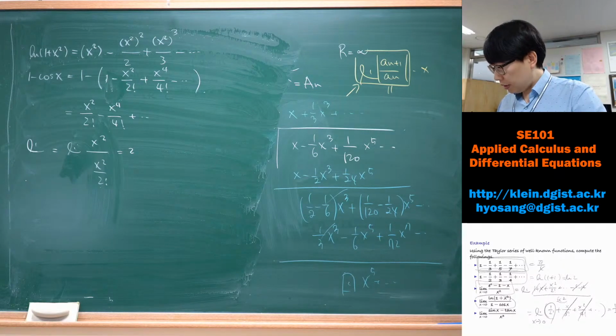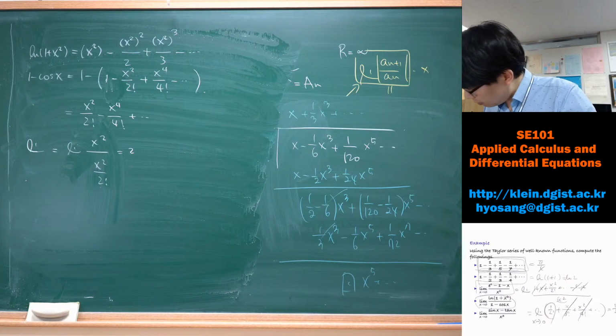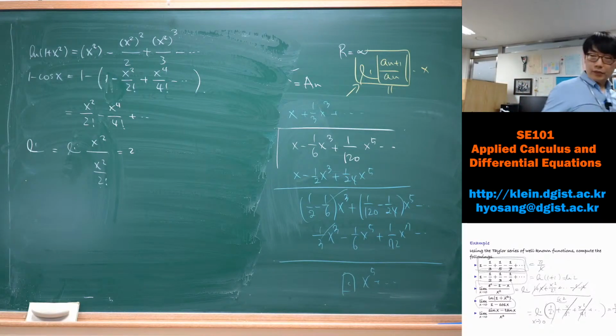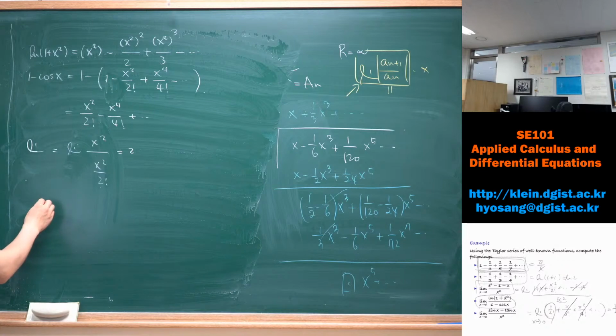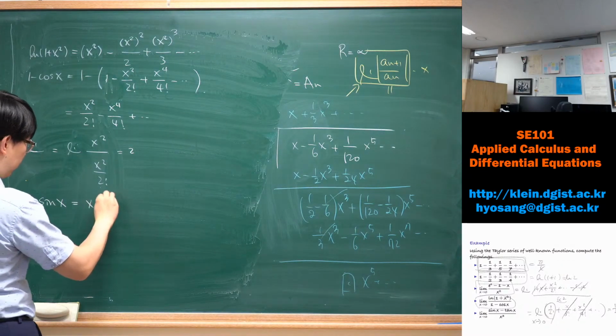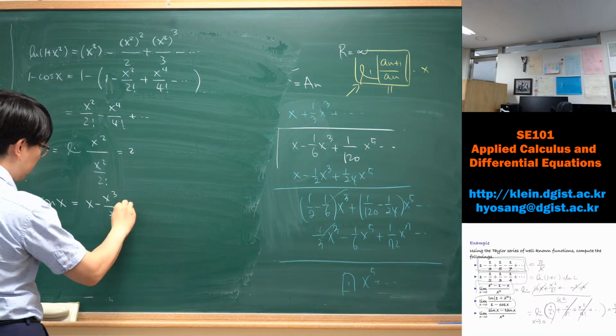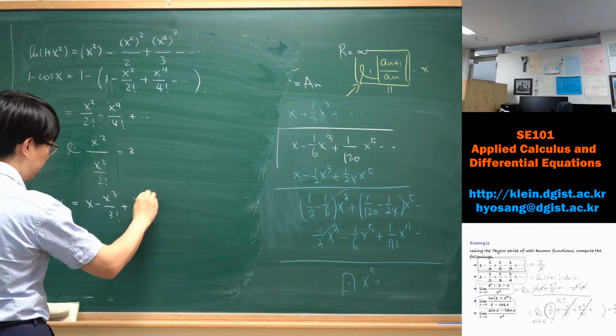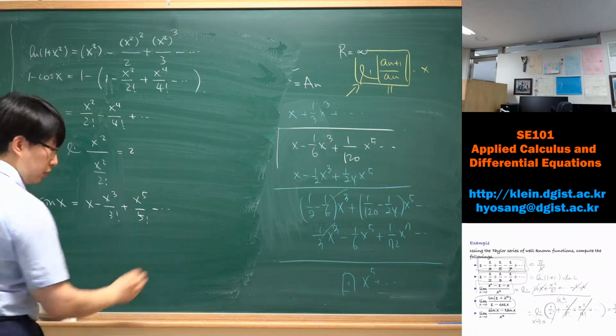Same thing for the sine x minus tangent x. Oh, did I mention the tangent x? Okay, so let's do the third one, the last one also. So we have sine x as x minus x cubed over 3 factorial plus x to the fifth over 5 factorial, and so on.